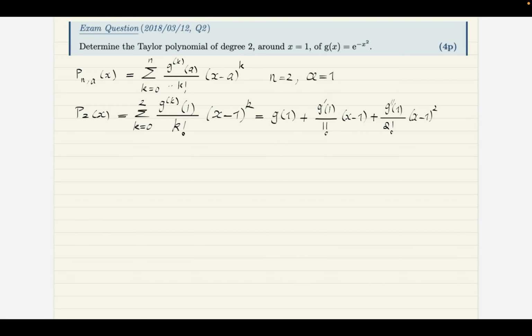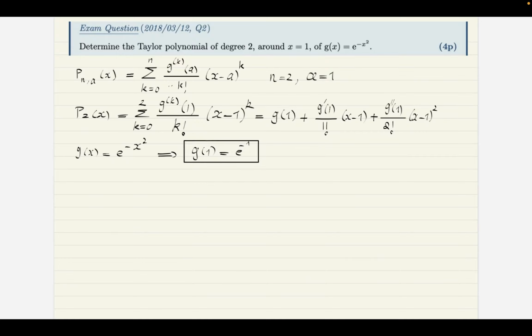Calculating g of 1 is straightforward. g of x is given to be e to the power minus x squared, so when I want to calculate g of 1, I simply replace x with 1. So it becomes e to the power minus 1.